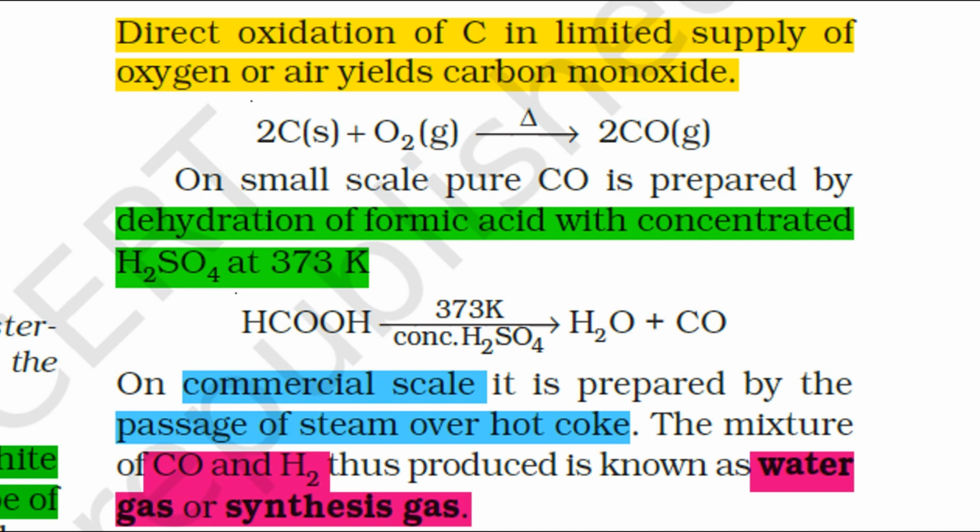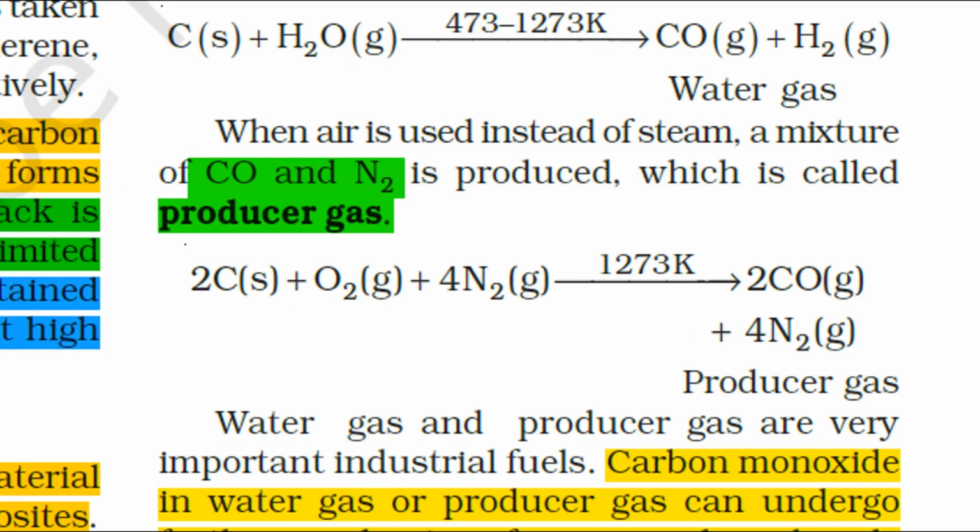On commercial scale, it is prepared by the passage of steam over hot coke. The mixture of carbon monoxide and hydrogen thus produced is known as water gas or synthesis gas. Carbon solid plus H2O gas gives rise to carbon monoxide plus hydrogen, and together it is called as water gas, and the temperature is in between 473 to 1273 Kelvin.